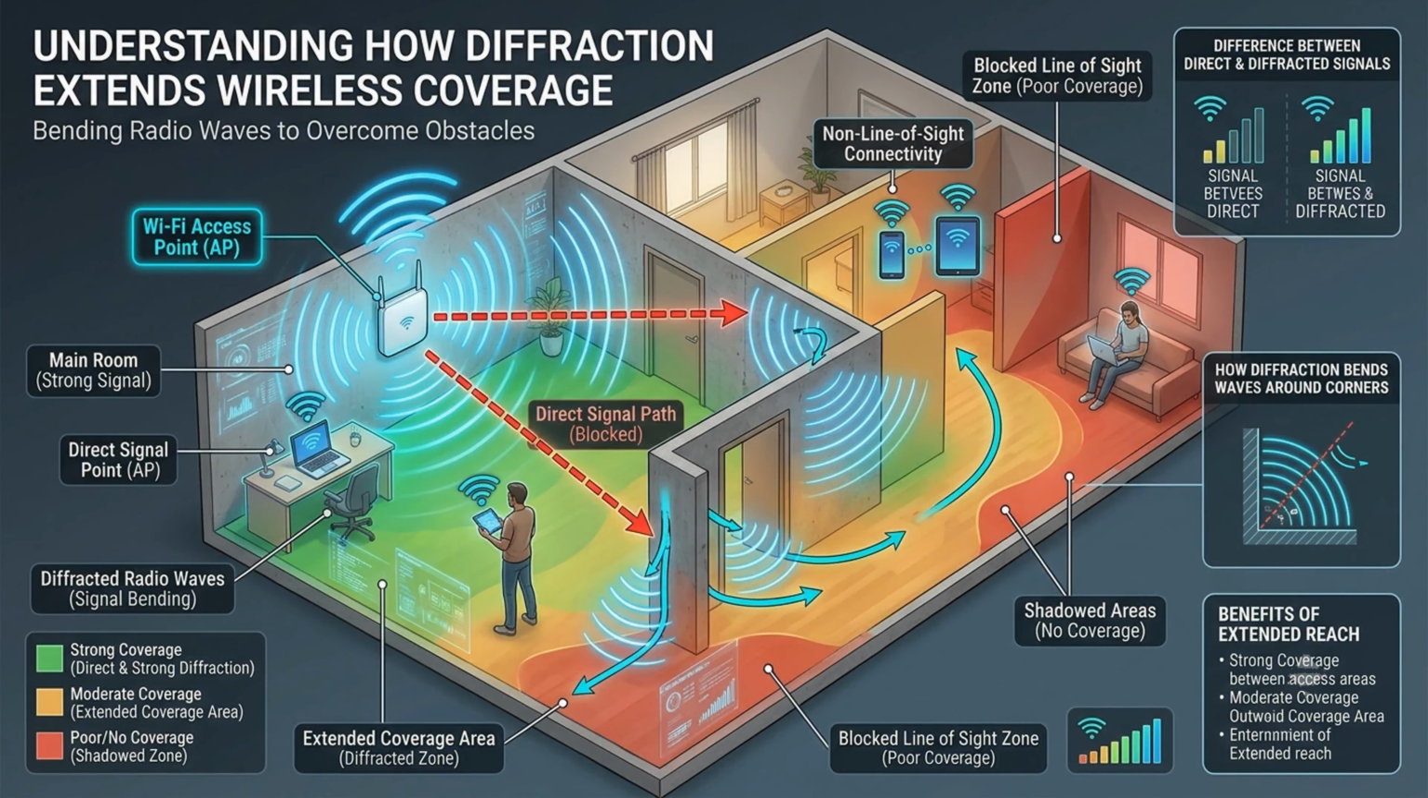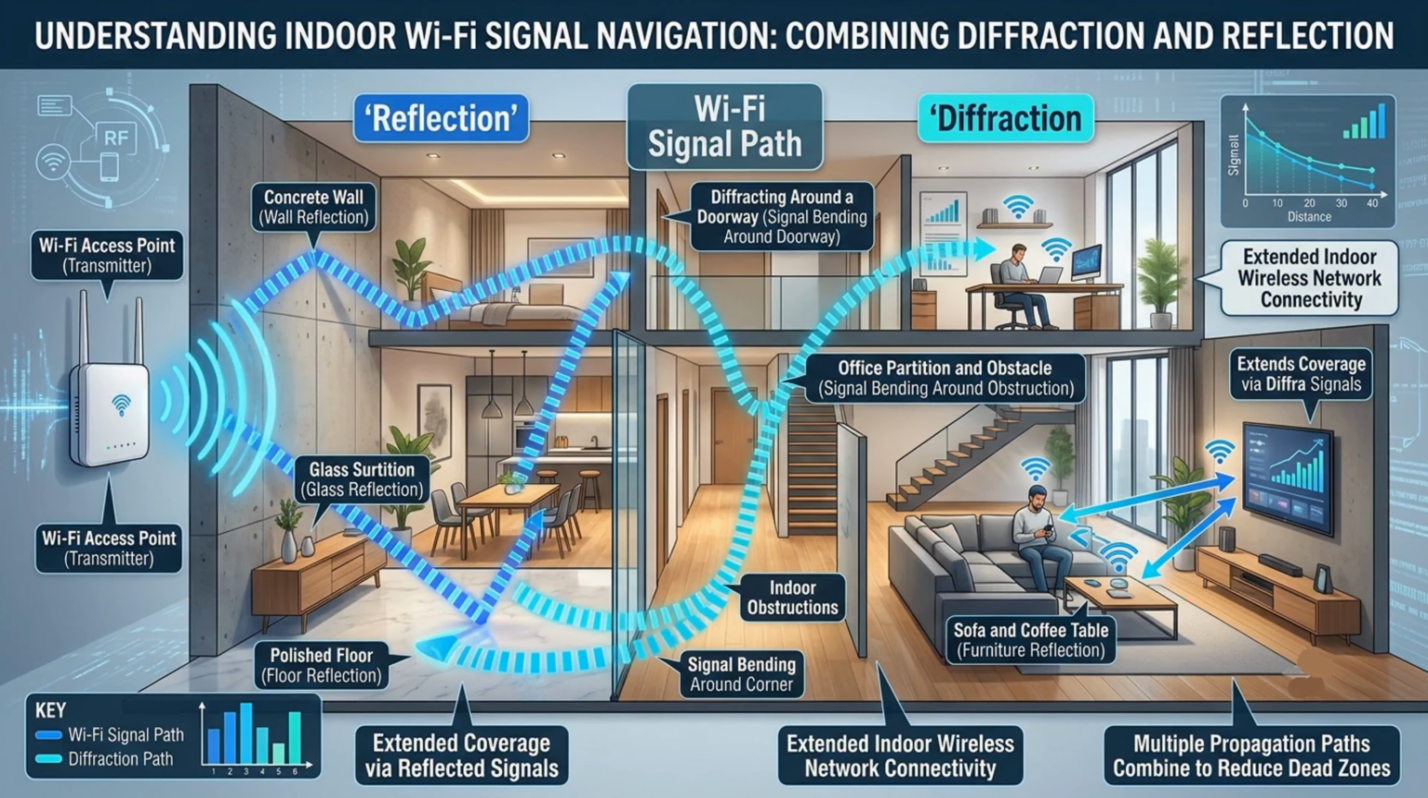In wireless networks, diffraction plays an important role in extending coverage into areas that would otherwise receive little or no signal. Combined with reflection, it helps Wi-Fi signals navigate around walls, furniture, and other indoor obstructions.